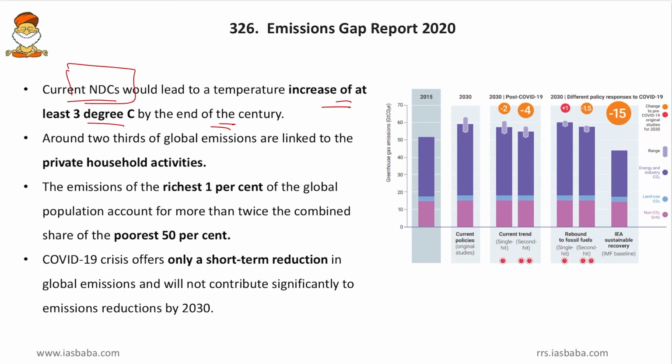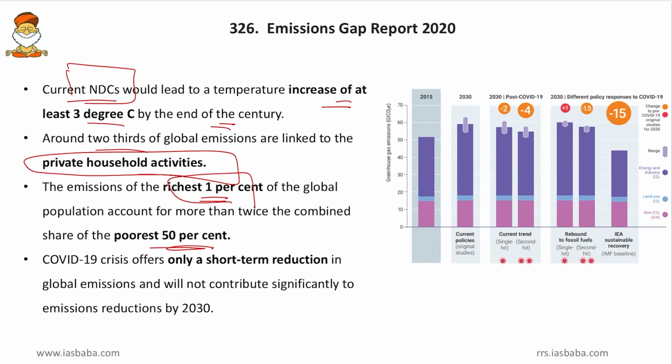Then around 2/3 of the global emissions are linked to private household activities. So these luxury lives, ACs, expenditure of electricity and cooking with the help of biomass, all these are adding to the GHG emissions. Then the emissions of the richest 1% of the global population account for more than twice the combined share of the poorest 50%.